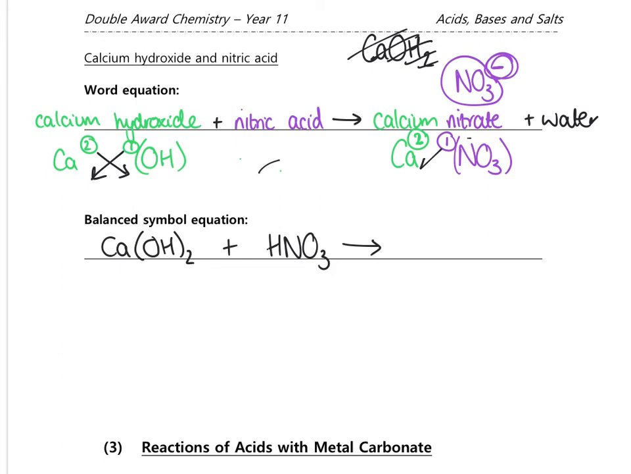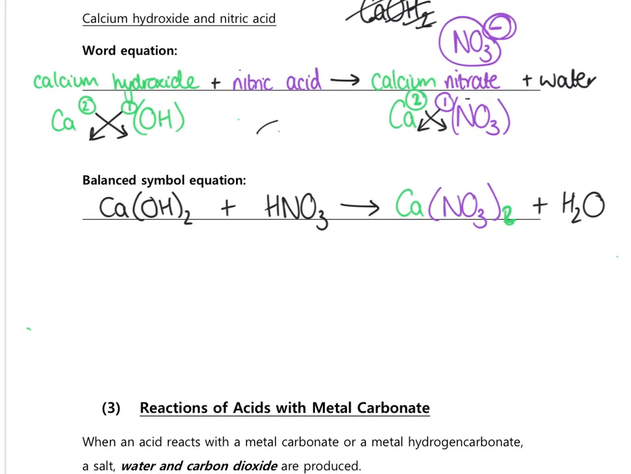Can't cancel that down at all, so when I swap and drop, again you can see why we needed brackets, because we end up with a formula of Ca, don't need to include my 1, and then NO3 in brackets, and then outside the brackets I put a 2 that was swapped down from my calcium. Your other product is water, which is H2O. If you've got to this stage, try and balance it now. Write your list of elements, count up your elements, and see if you can balance it.